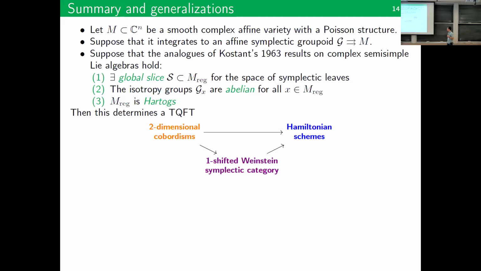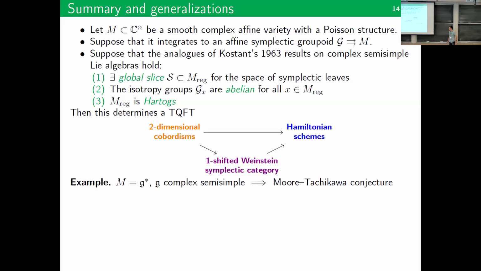Then, in this case, this determines a TQFT, so a functor, from two-dimensional cobordisms to Hamiltonian schemes. And also, you can view this as a TQFT valued in the one-shifted, one-string symplectic category. So as an example, you recover the Moore-Tachikawa conjecture if you take the dual of a complex semi-simple Lie algebra, which satisfies all these three properties by Kostant's theorem.